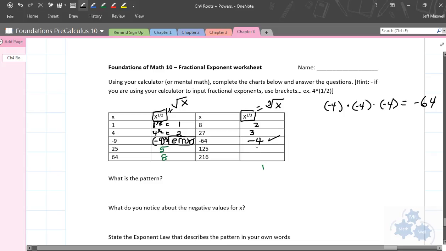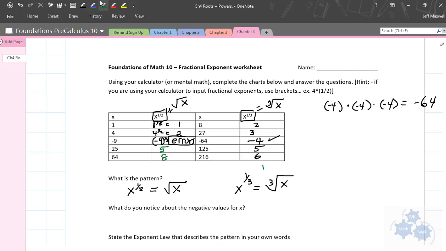So 125 is 5, 216, 6. What's the pattern? Well, we kind of said it already. If you had something like x to the power of 1/2, that is the same as the square root of x, and x to the power of 1/3 is the same as the cubed root of x. That's what I was hoping that you would uncover. Okay?